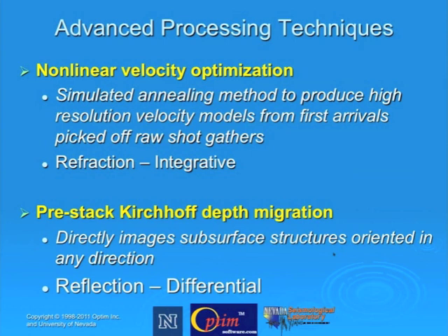Okay, so the nonlinear velocity optimization, via simulated annealing, produces high-resolution velocity models from first arrival picks, right? Which you make off raw shot gathers, and this is seismic refraction data, just with the most complete possible interpretation, and thus it's integrative. Okay. Then the pre-stack Kirchhoff depth migration, which directly images subsurface structures. They can be oriented in any direction. That's the differential technique. Okay, seismic reflection.